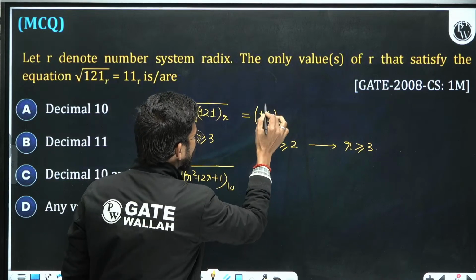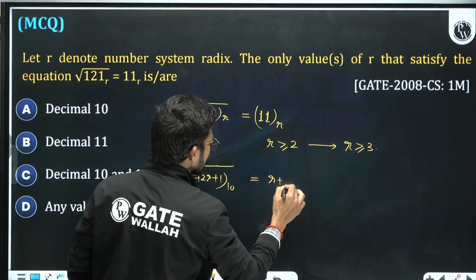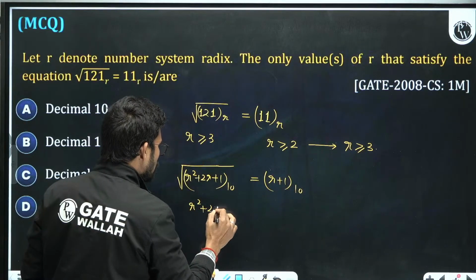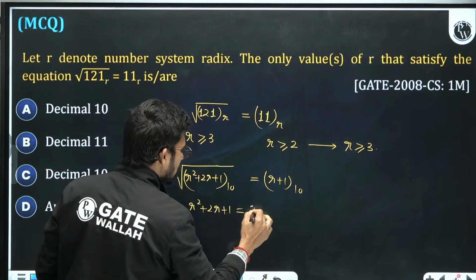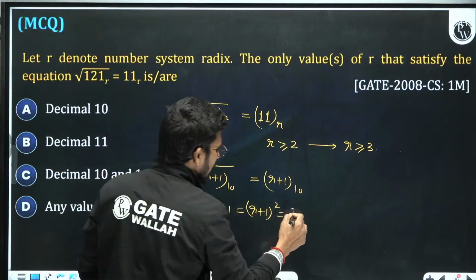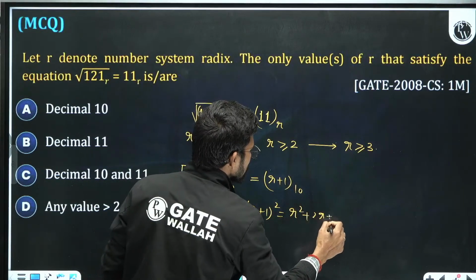This is R to the power 1, R to the power 0. So this is R plus 1 in decimal. Now square it. R square plus 2R plus 1 must be equal to R plus 1 whole square, which is, this is now in decimal. So you can directly square it. R square plus 2R plus 1.